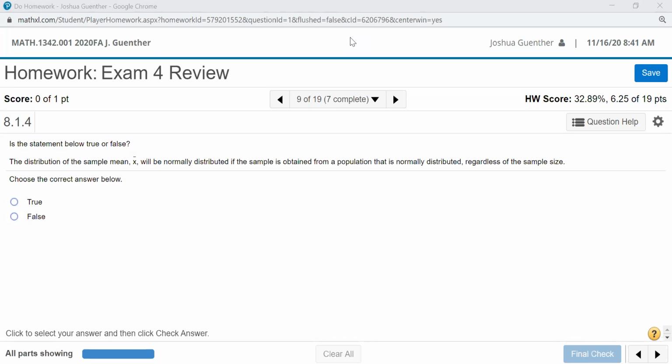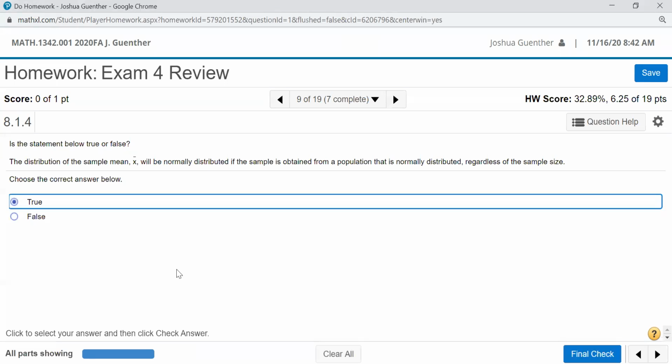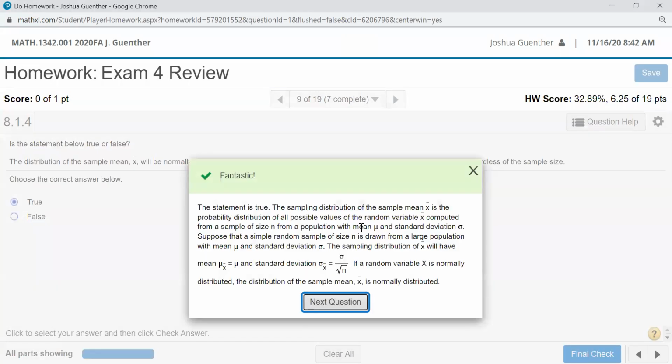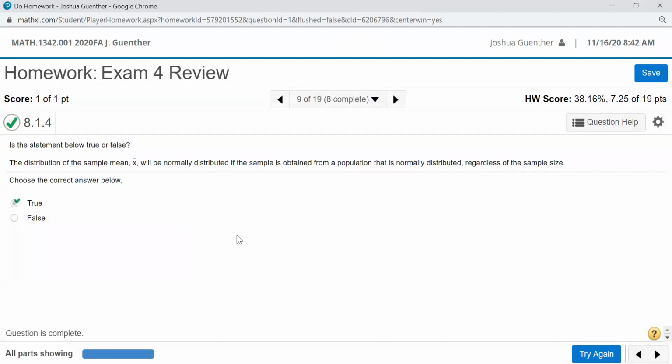But is the statement below true or false? The distribution of the sample mean, X bar, will be normally distributed if the sample is obtained from a population that is normally distributed, regardless of sample size. Partner, that's as true as it gets. That's 100% the case. We won't read that horrible explanation there.